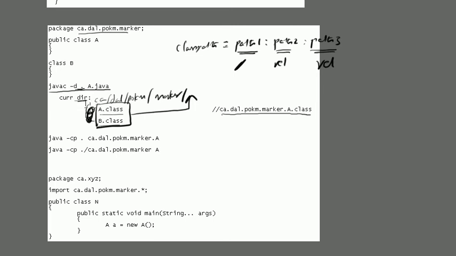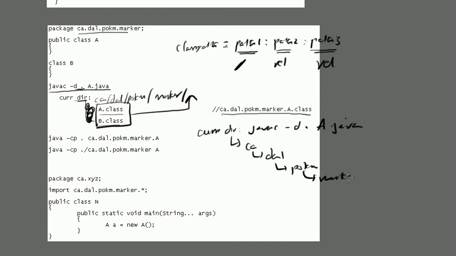So this is incorrect. If you do so, within the current directory, if you do javac -d . a.java, then within the current directory it would generate ca dal pocum marker and place a.java, a.class, and b.class. Okay, so the fully qualified name of A is actually ca.dal.pocum.marker.a, and B is ca.dal.pocum.marker.b.